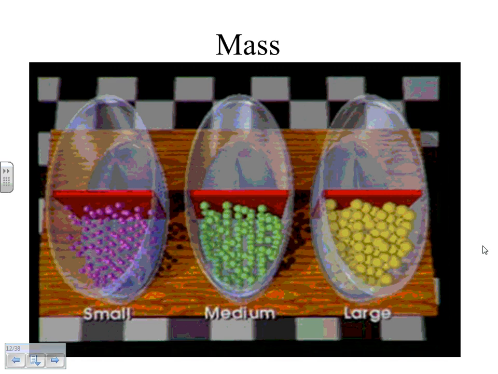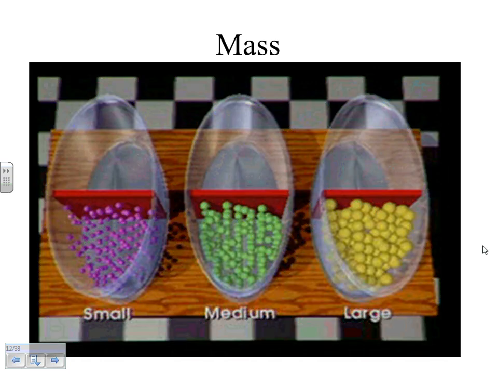The mass of the particles that we're talking about also is important. Bigger particles have more inertia. They're going to move more slowly. They're going to diffuse more slowly than those smaller particles, which have less inertia and are easier to get moving.